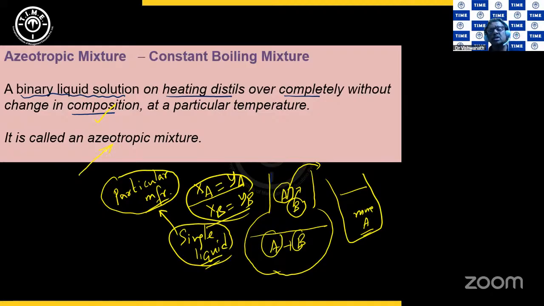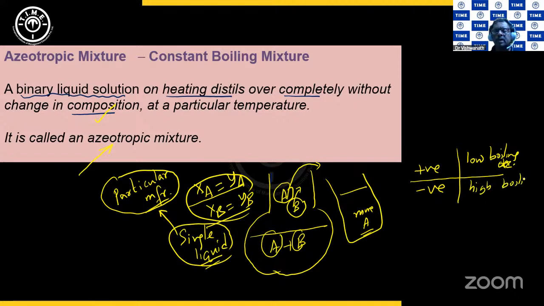An azeotropic mixture, as we said, can come either from a positive deviation from the Raoult's law or from a negative deviation from the Raoult's law. So when you have a positive deviation from the Raoult's law, it will be a low boiling azeotrope. The boiling point will become less. And when there is a negative deviation from the Raoult's law, we have a high boiling azeotrope. Kindly make a note of that. So whenever the vapor pressure is less, the boiling point is more. Wherever the vapor pressure is more, the boiling point is less.